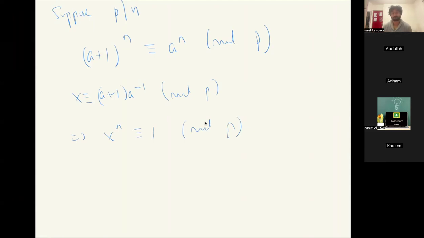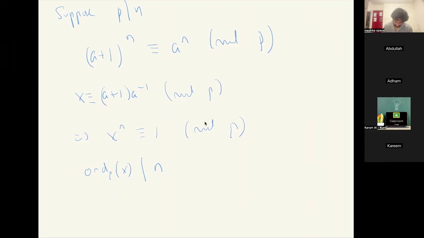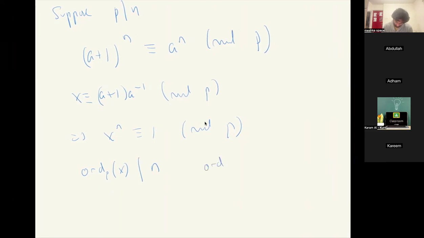So there exists a number whose order, the order mod p of x, divides n. And we also know the order divides p minus 1.